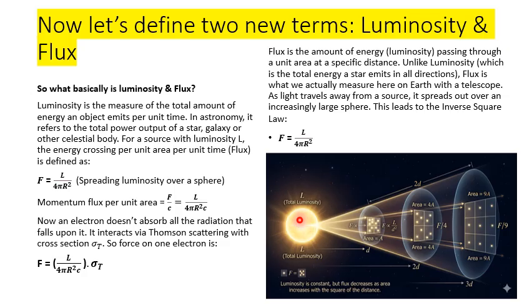So you can see here L is the total luminosity, and the flux is inversely proportional to the distance squared. So you can see for this much area we have this much flux, for this much area we have less flux, and here much less flux. There's also one more thing: flux is what we actually measure here on Earth with a telescope, not luminosity. It is through this flux that we measure the luminosity using these formulas.